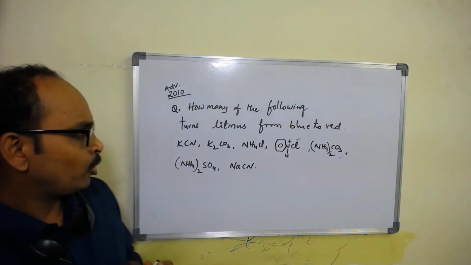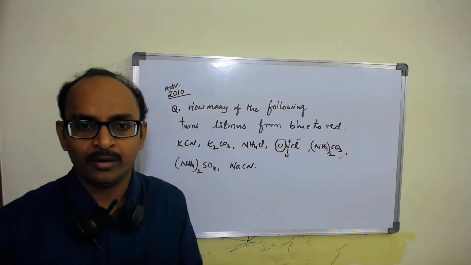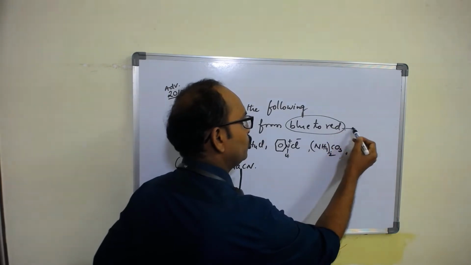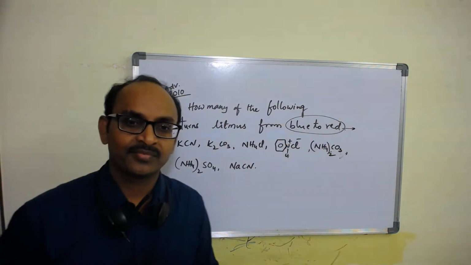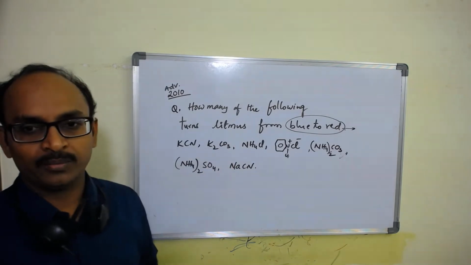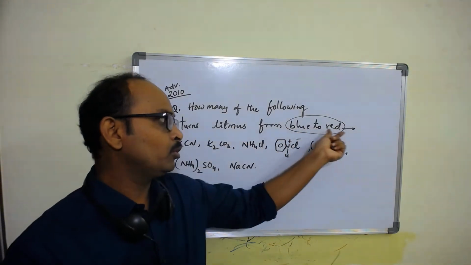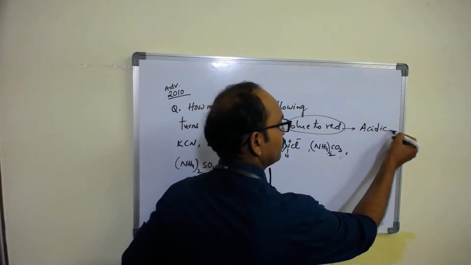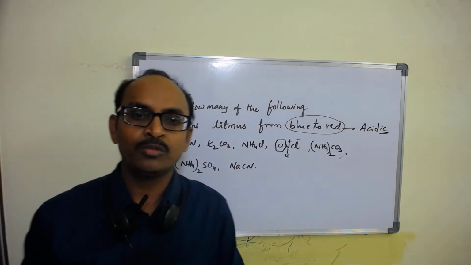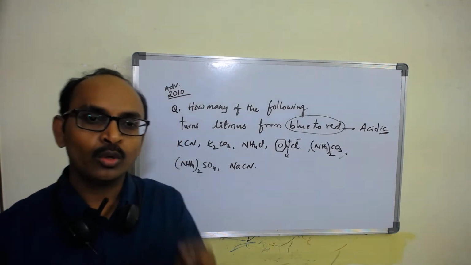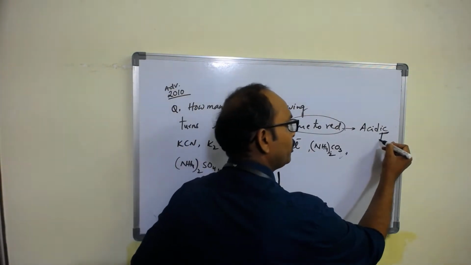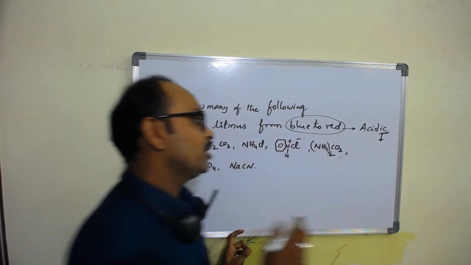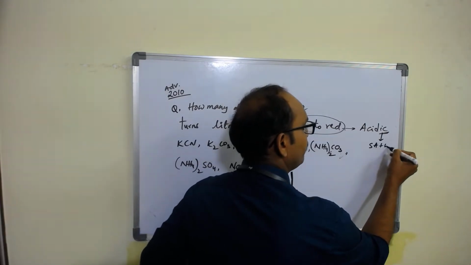Let us say, how many of the following will turn a litmus paper from blue to red? For the litmus paper to turn from blue to red, what kind of aqueous solution should it form? To convert into red color, the solution should be acidic in nature, right? The solution must be acidic. For the solution to be acidic, what kind of salt must it be? It should be a salt of strong acid and weak base.